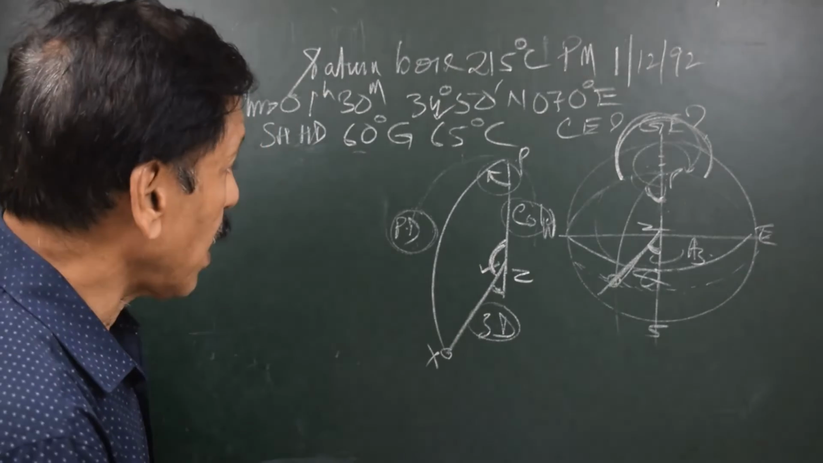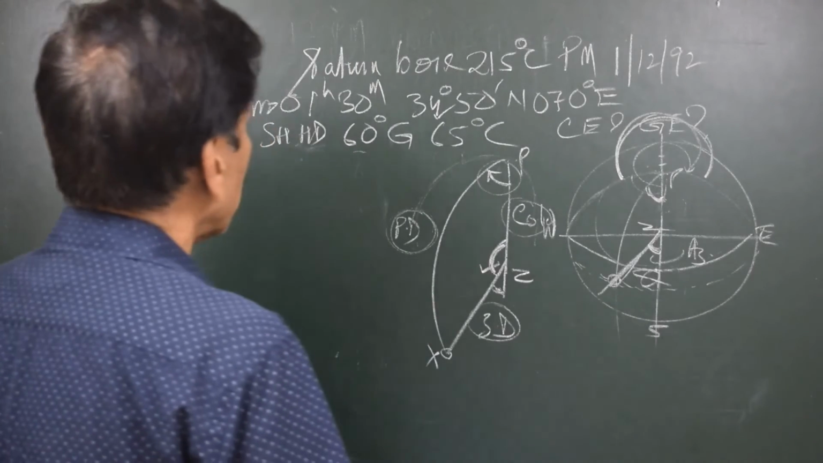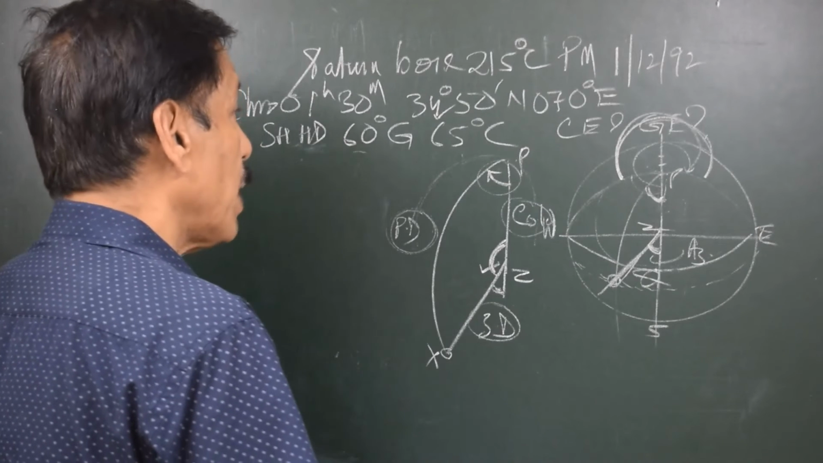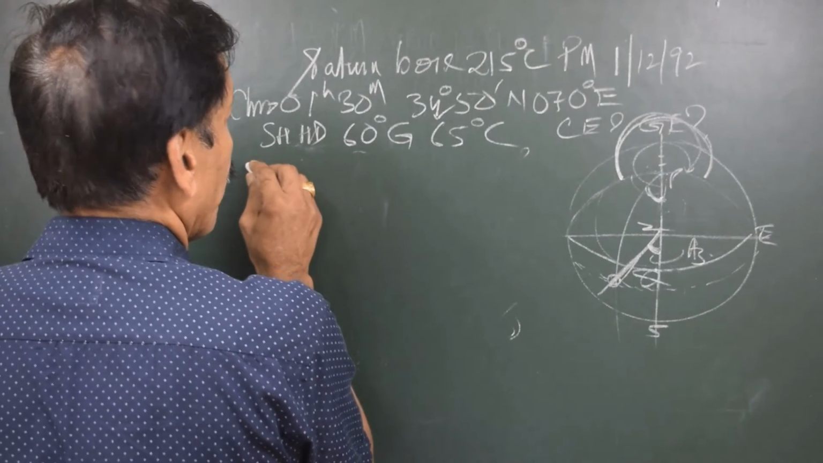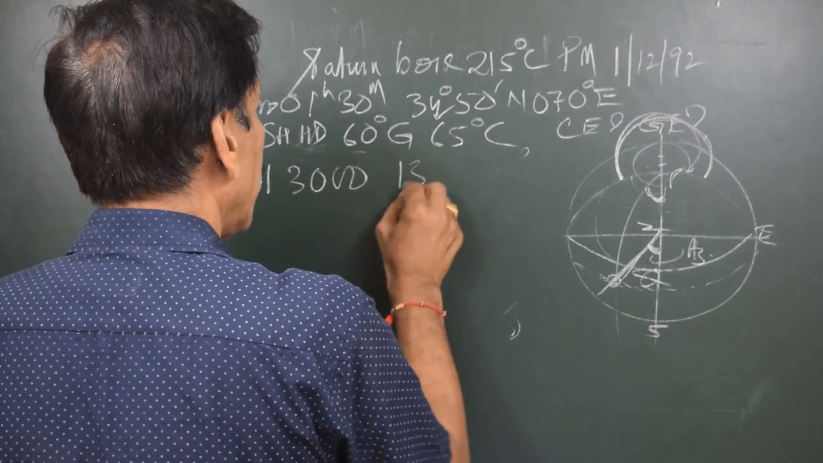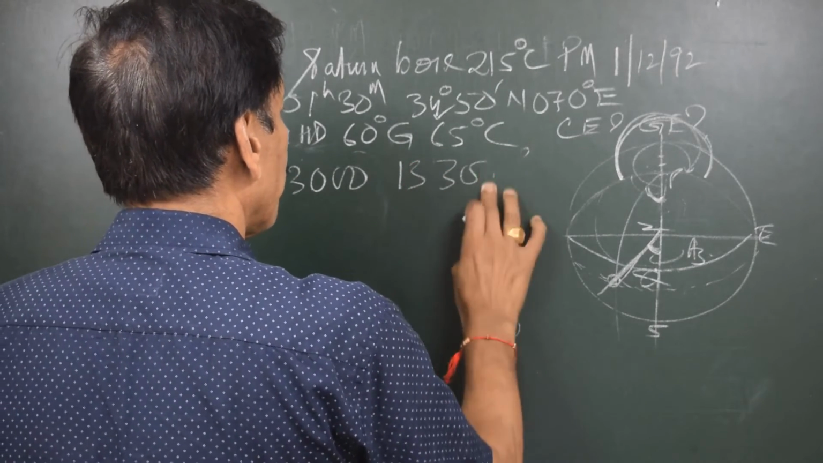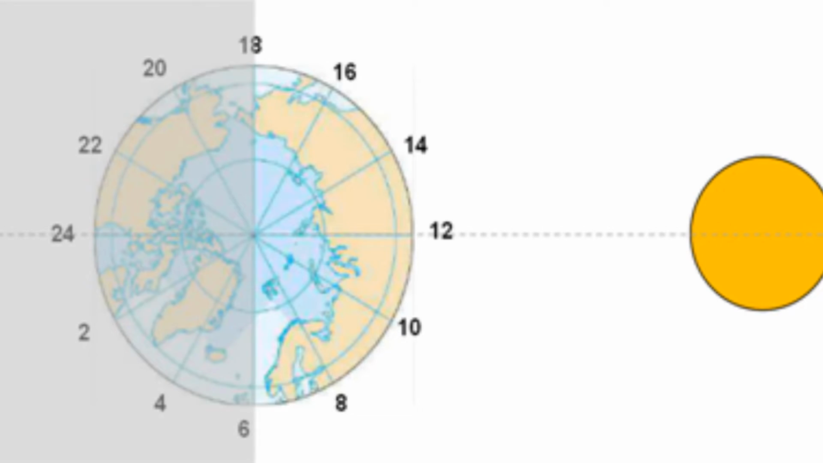So first let us decide whether the chronometer time, which is 0130, means GMT 01:30 or GMT 13:30. So it means that the GMT is 01:30:00 or 13:30:00. We have a doubt. Which one is correct?